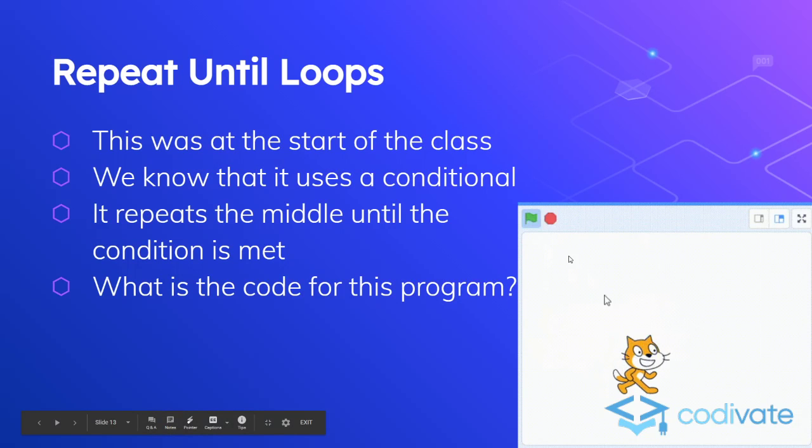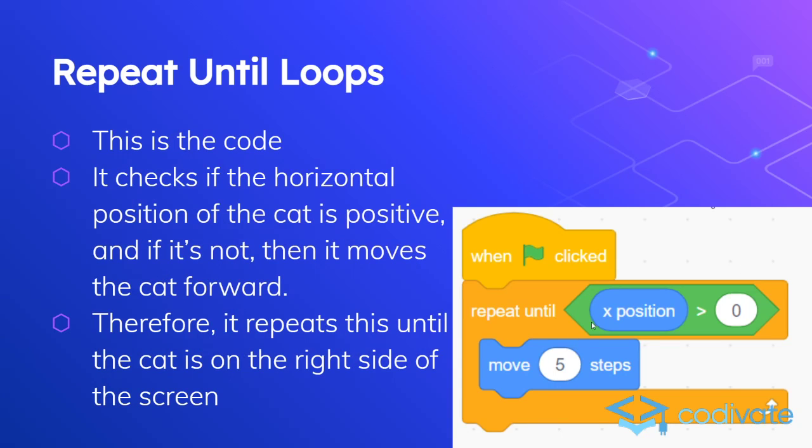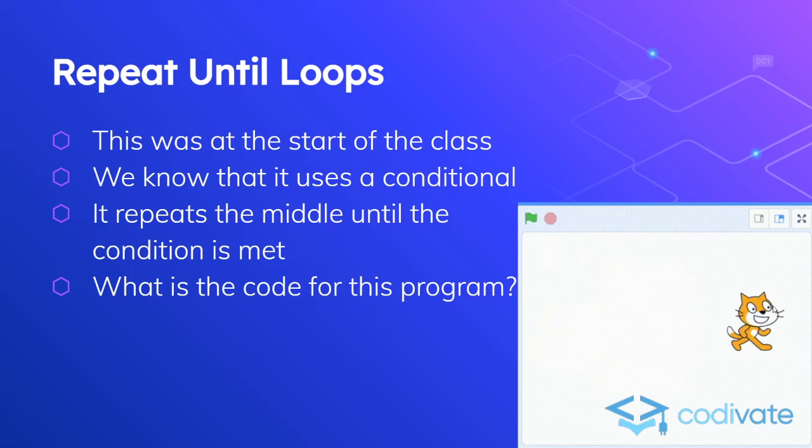So if you look at each time the green flag is pressed here, the cat moves a different amount each time. The first time it moves a lot, this time it moves a little bit less, this time it moves less, this time it doesn't even move at all. So it isn't defined how many times this will repeat. We are just guaranteed that this X position greater than 0 is going to be true at the end, because every time the cat stops moving, it's always on the right side of the screen, or at the middle of the screen.